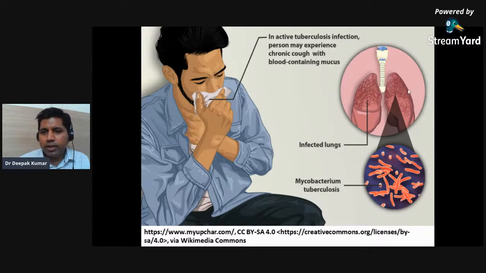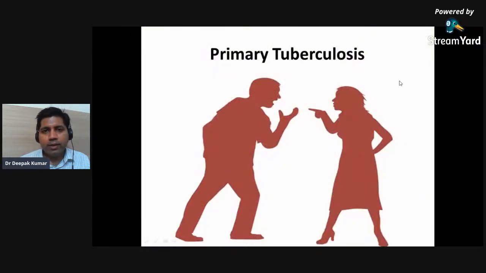Okay, and this is how the infected lung would look. You see the pathology shown there, and this is the mycobacterium. This is an acid fast bacillus. You can see it with the red color, usually with Ziehl-Neelsen staining. Okay, so we will go into the actual pathology. So let's see what happens.